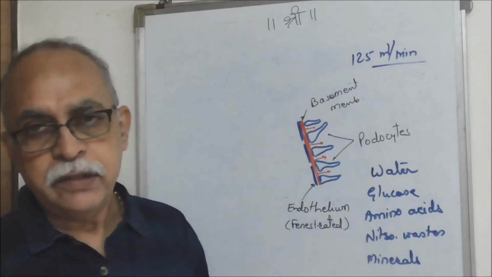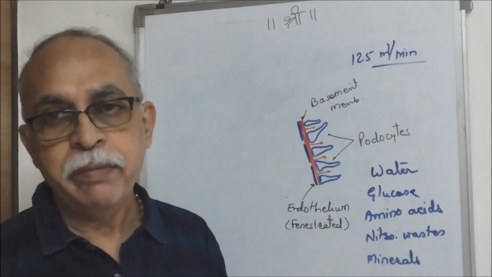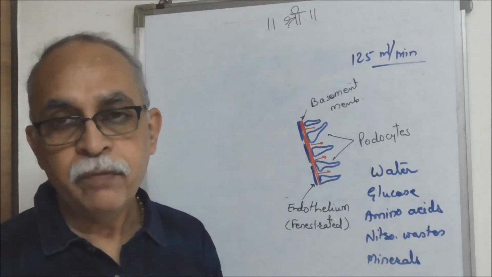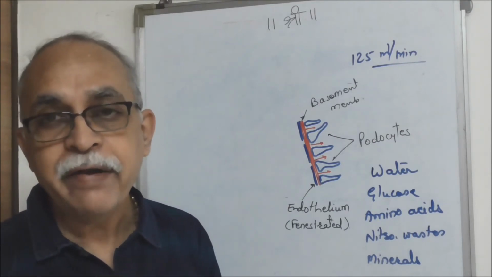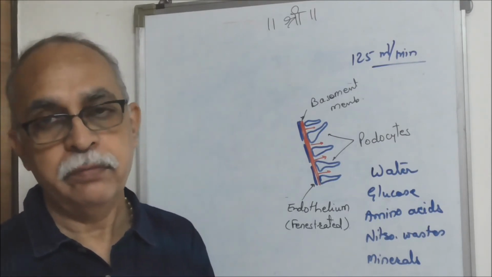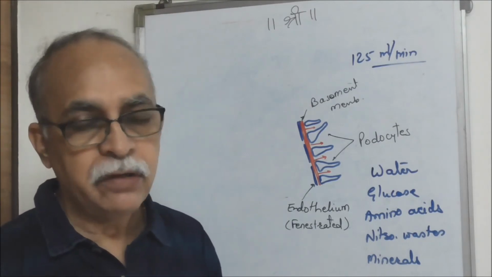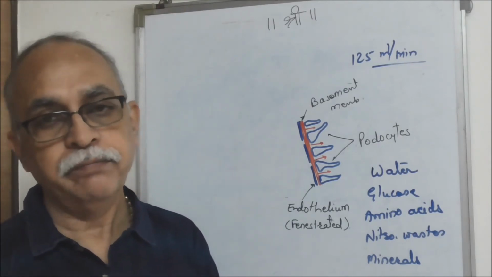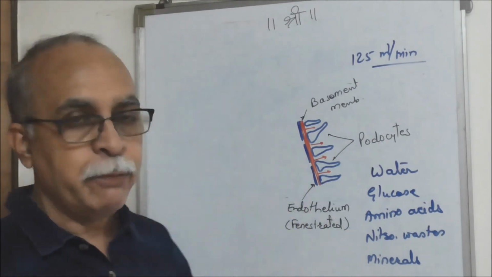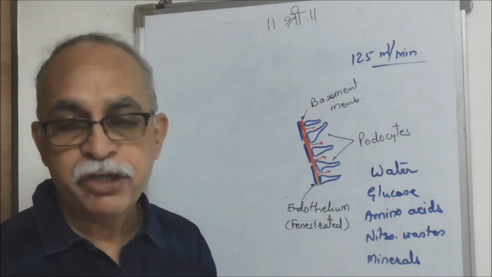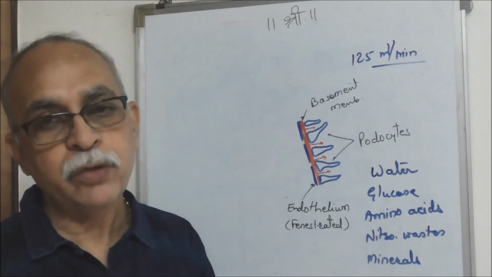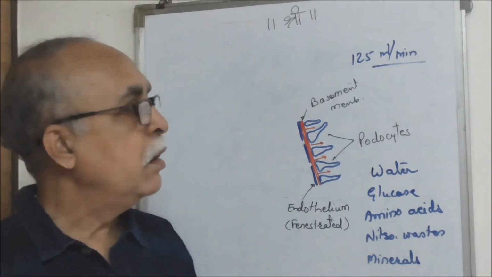Now if we consider this 125 ml of fluid being filtered out every minute, that goes to over 180 liters of fluid. We can't even imagine that much loss of water from our body. So it would be processed and a major part of this would be taken back. How would that happen? We will come to understand that in due course of time.